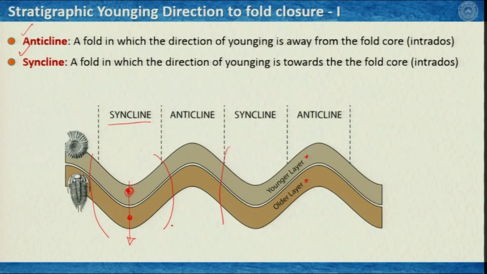But in the next wave, if we consider this particular wave, what we see here is that it is closing upward. So this is an antiform, and in this antiform the younging layer is away from the fold core. So this is the fold core and the younging layer is away from the fold core. Therefore, as per definition, we term it as anticline. So syncline, anticline, syncline, anticline, this is how it progresses. Synform and antiform are geometry based terminologies. Anticline and syncline are also geometry based terminologies, but they also include the stratigraphic younging direction.